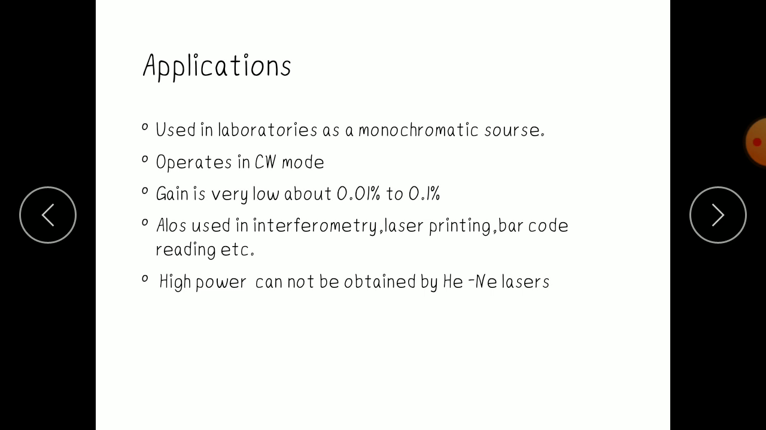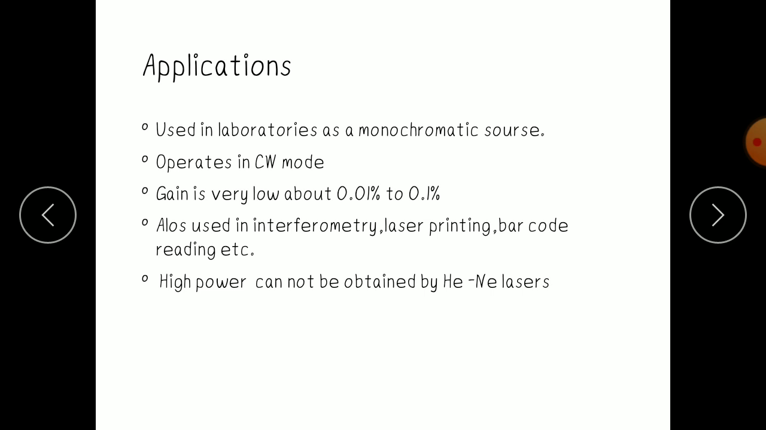Next, the helium neon laser is also used in interferometry. There are some other applications: interferometry, laser printing, and barcode reading. So these are some applications of the helium neon laser. Also, using this helium neon laser, high power cannot be obtained.